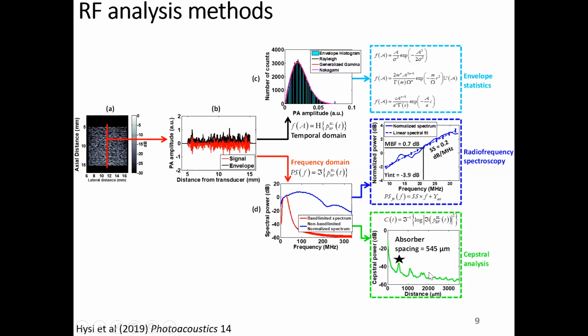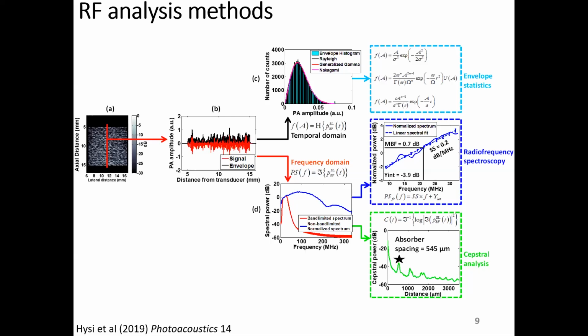And the idea here is now you end up with something called the power cepstrum, which instead of plotted as a function of frequency, you're now plotting it as a function of distance. And the distance that I'm referring to is not necessarily the distance relative to the transducer as you would plot in a time domain signal, but rather the spacing between adjacent absorbers, assuming that there is some periodicity in their organization.